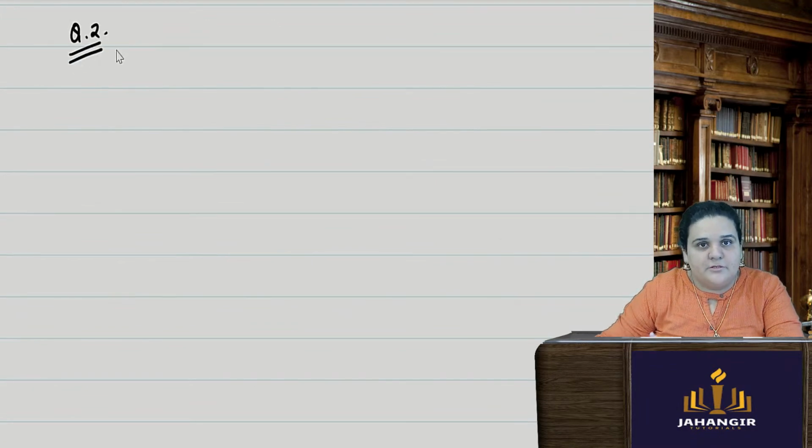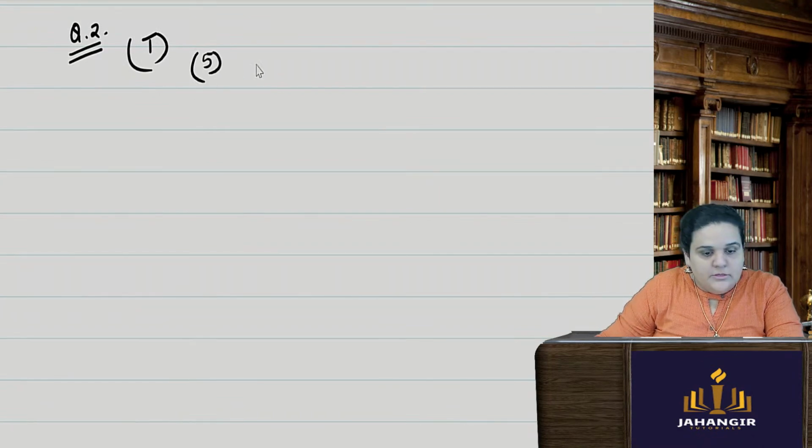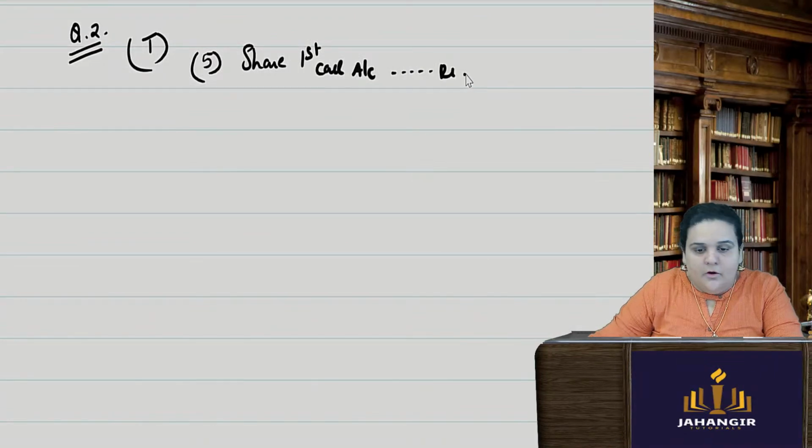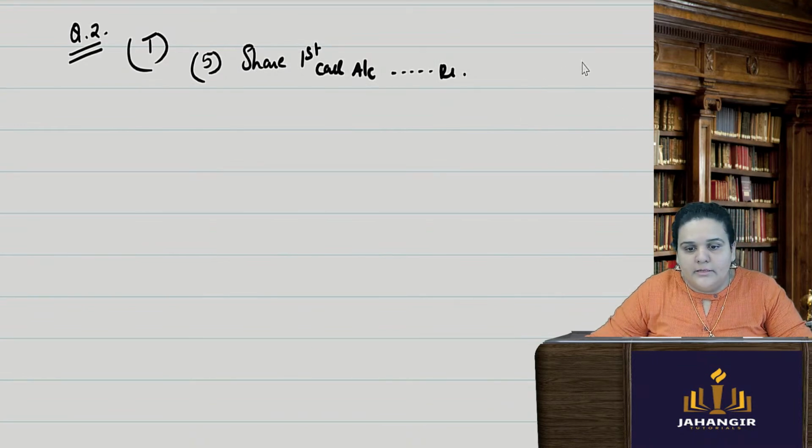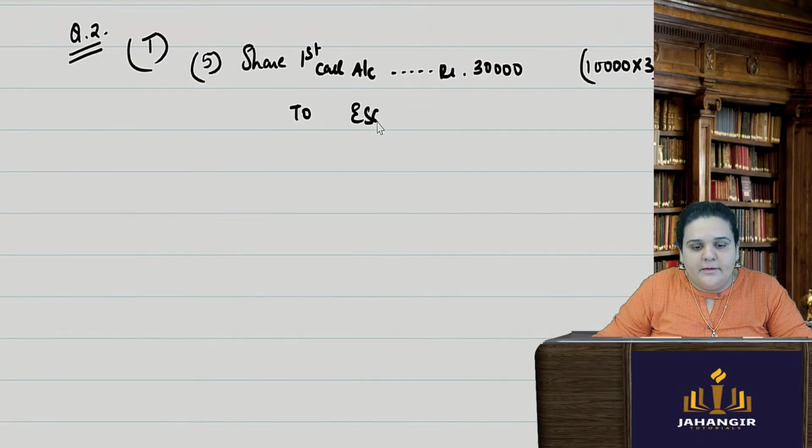I'm continuing over here, first call and final call. First call, I will first do the transfer entry. So my fourth journal entry is over, now my fifth one. Share first call account debit, on 10,000 shares, it is I think 3 rupees, first call. On 10,000 shares, 3 rupees. So 30,000, to equity share capital account, 30,000.